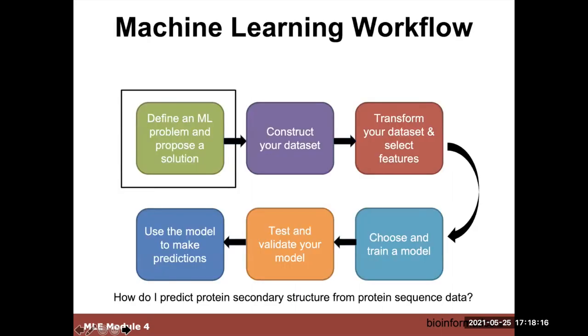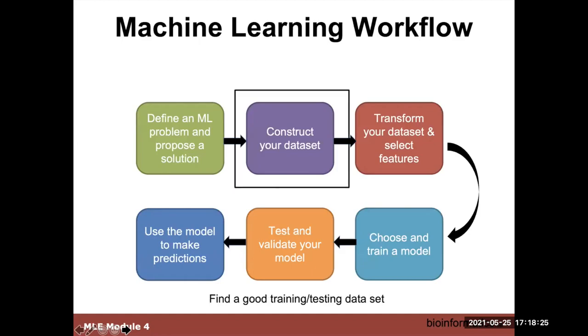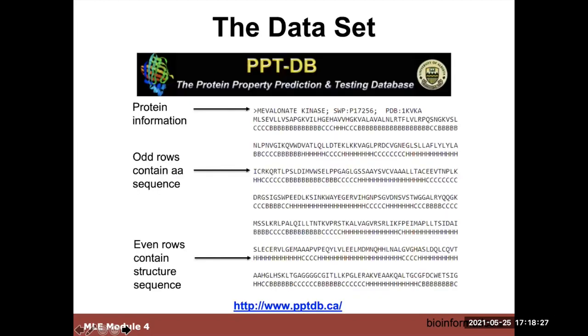So we're going to try a real example, and this is one where we're going to try and predict secondary structure from protein sequence data. That's our problem. And now we're going to construct our data set. We're going to take a data set that we compiled many years ago called the Protein Property Prediction and Testing Database. It's a website where we have sequence information and the secondary structure for thousands of proteins.